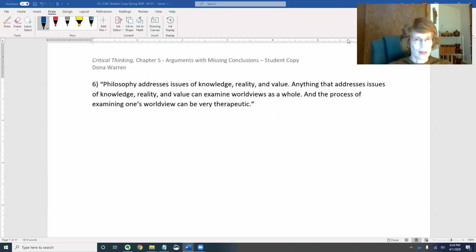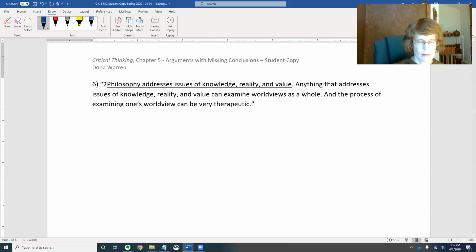Okay, what do you think? I think it is. I think this is an argument, but it can be hard to see. Let's map this thing. Philosophy addresses issues of knowledge, reality, and value. Is this passage trying to convince me of that? I don't think so. I don't think that is the ultimate conclusion. So I'm going to just give that number 2.